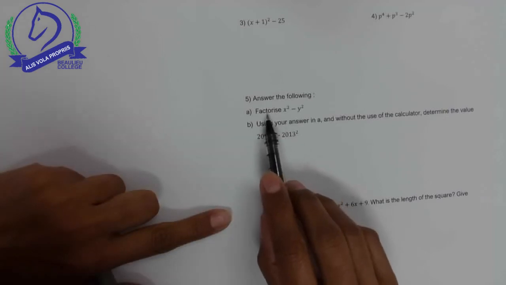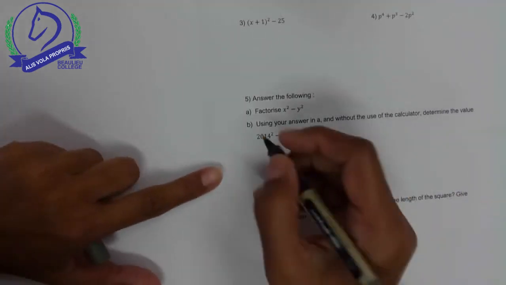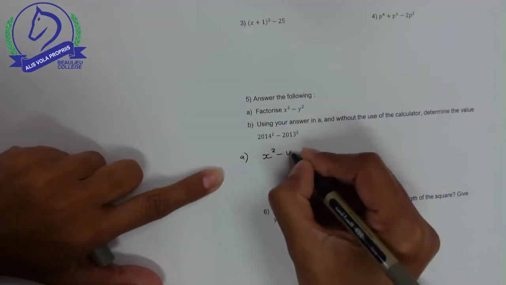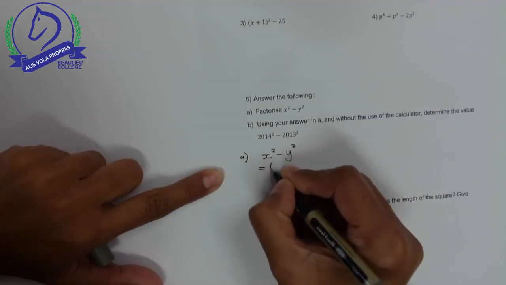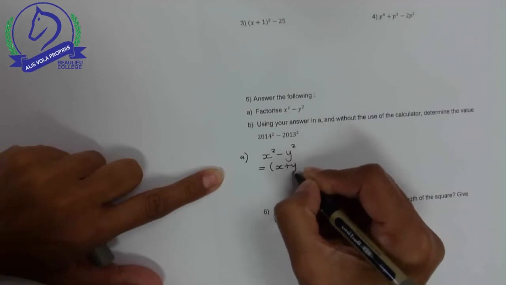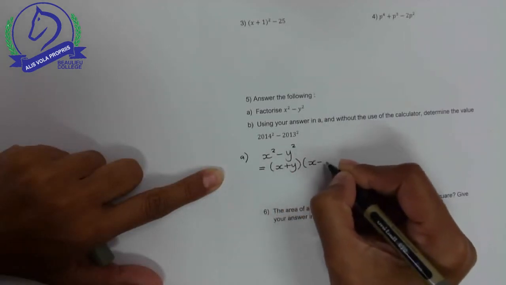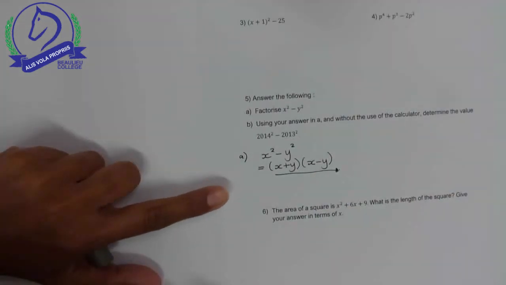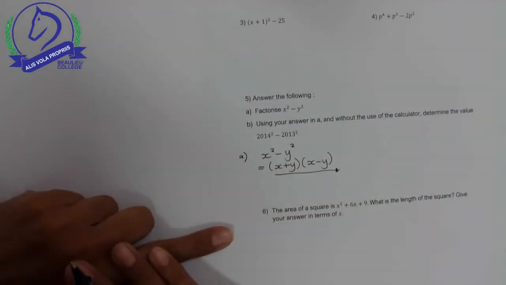5a. Okay, 5a says factorize. That one was straightforward, and you would identify it as difference of two squares. You're probably thinking, what was difficult about that? Nothing. It's 5b that required a little bit of thinking. Okay, so that's what you would have for 5a.